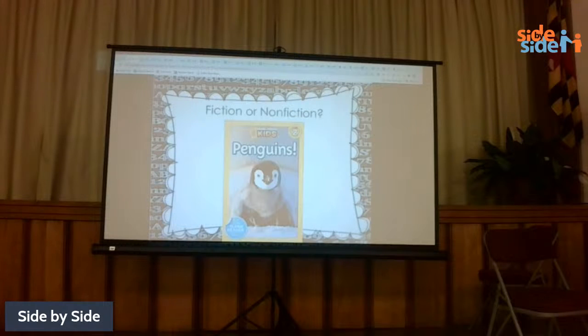Is it fiction or nonfiction? Nonfiction, how do you know? Yep, the National Geographic kind of gives it away. But it is a real picture of a penguin. It's not an illustration. It's not doing anything silly. But they can kind of tell you're going to learn something about penguins today.